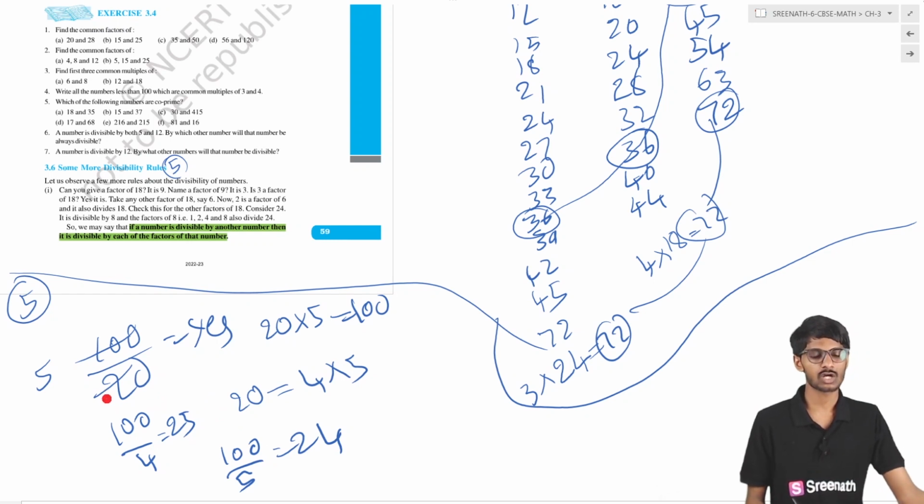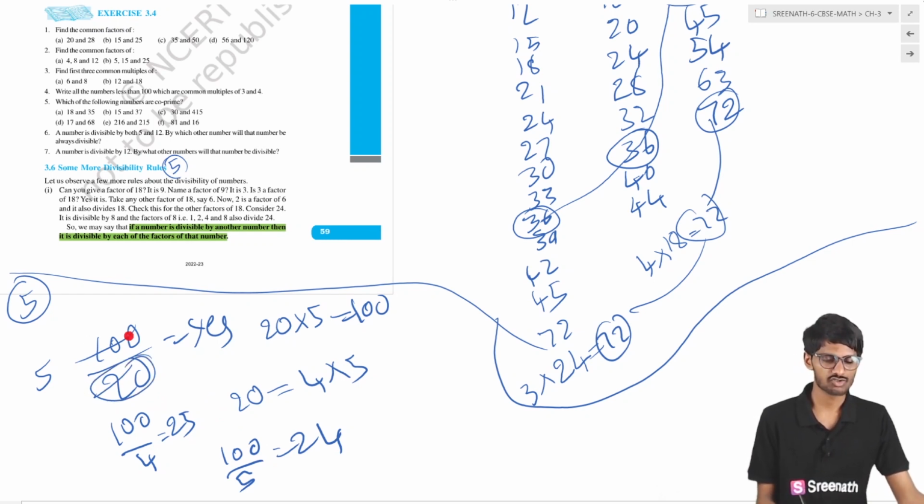So what is the final conclusion? If a number is divisible by another number, then it is also divisible by the factors of that number, that is 4 and 5. So that is the thing.